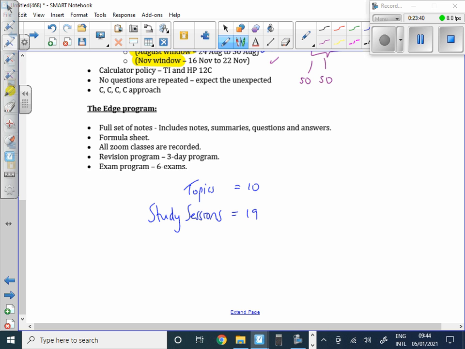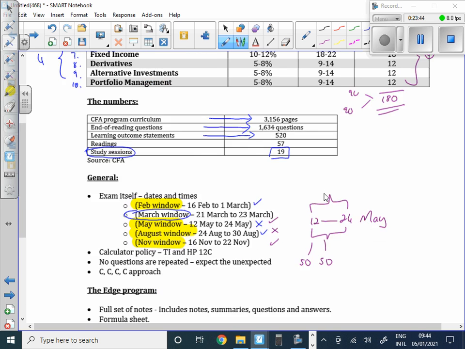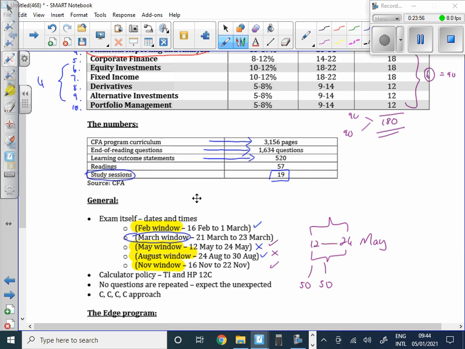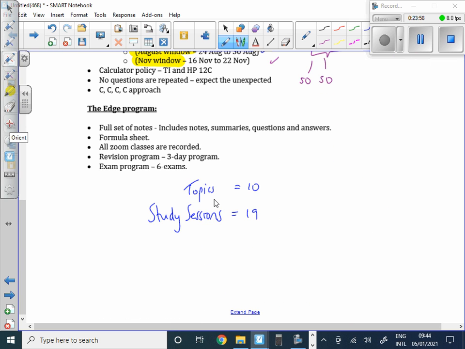What that means, guys, is that you're going to find that certain topics have more study sessions than others. For example, I'll go for the most extreme, financial reporting and analysis, which is what we know to be the top topic. If I put FRA, financial reporting and analysis, over here, how many topics? Of course, it's just the 1 topic, but it comprises 4 study sessions.